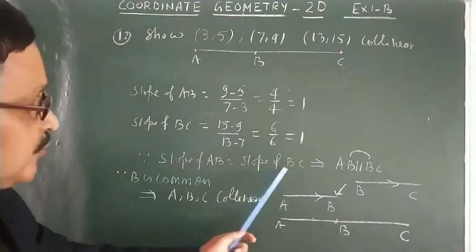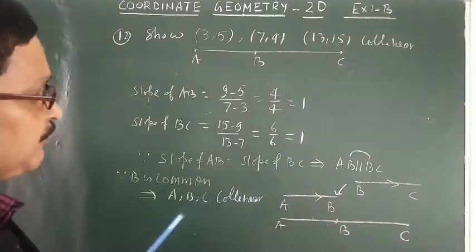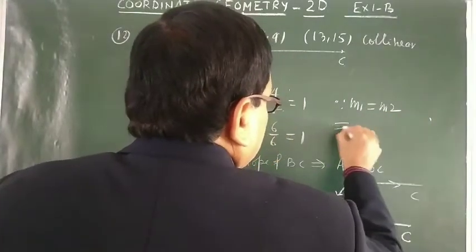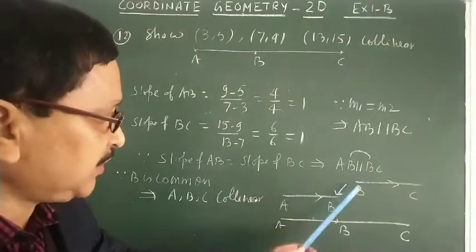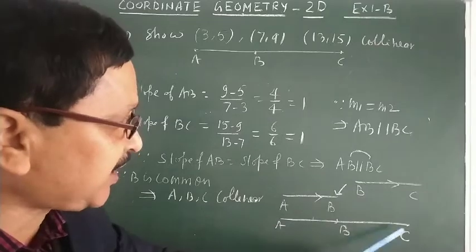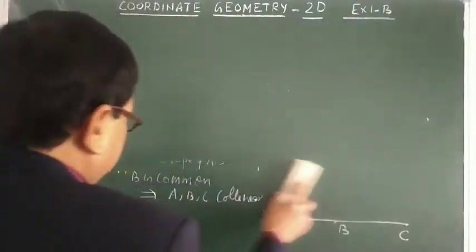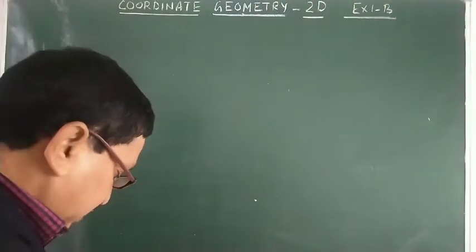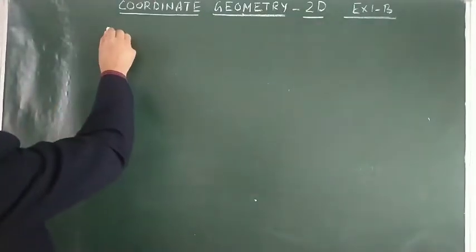Now, slope of M1 is equal to M2, the lines are parallel, you know. But B is common, so B will shift here. As soon as B shifts here, the straight line will be formed. Collinear test: slopes are equal. The lines may be parallel or points may be collinear. Next, very important question number 13.